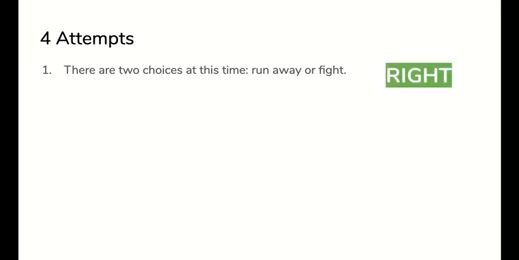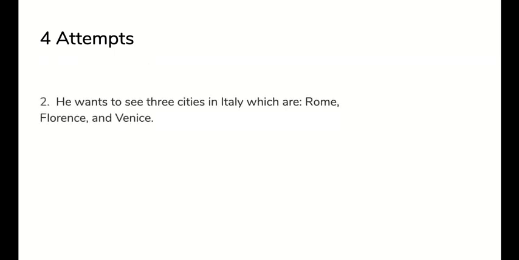Okay, so first one. There are 2 choices at this time: run away or fight. That is correct. The colon is put after a noun, it is not after a verb, and it's introducing 2 items in a list. Number 2. He wants to see 3 cities in Italy, which are Rome, Florence, and Venice. Wrong. We don't put colons after verbs, and are is a verb, so we're not going to give you any credit for that one if you chose that one.